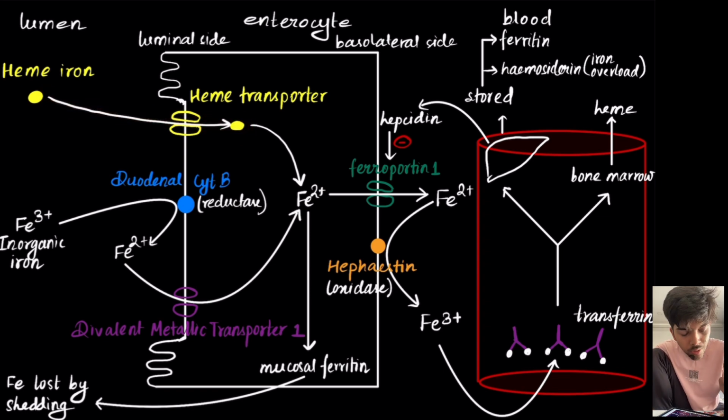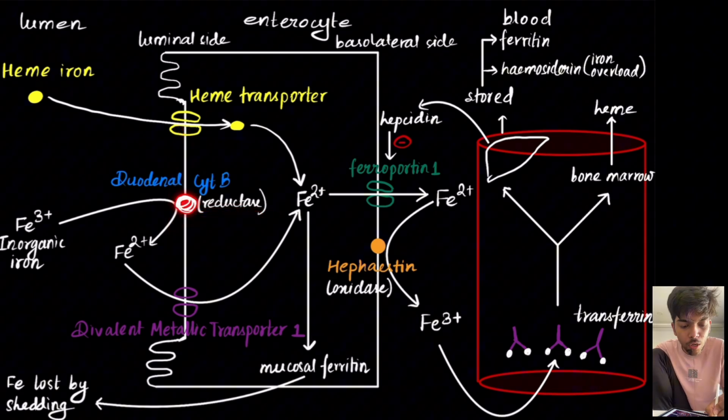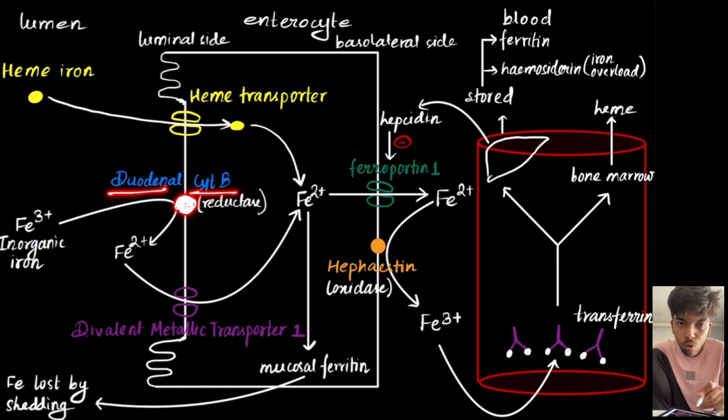But the inorganic iron obtained from plant product is present in ferric form. First, this ferric form is reduced to ferrous form. This is done with the help of a reductase enzyme present on the luminal side of the duodenum. That is why it is called duodenal cytochrome B. So duodenal cytochrome B reduces ferric to ferrous.